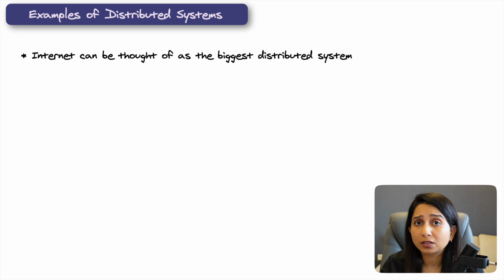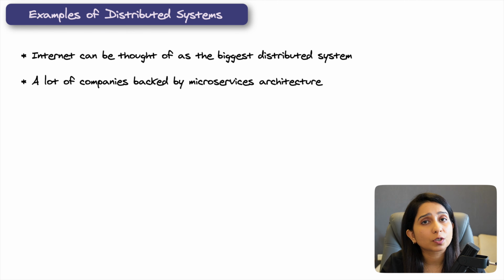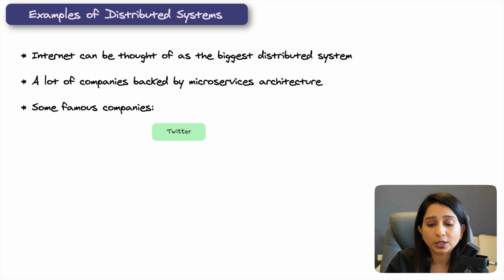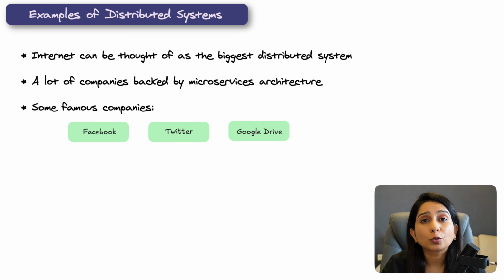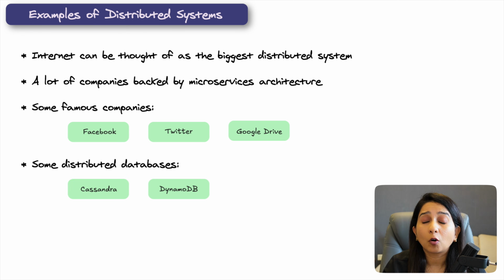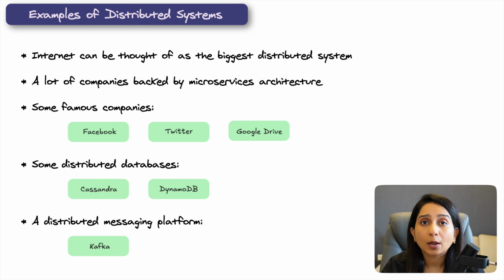If we are to take examples of distributed systems, the internet is the biggest distributed system, as you can see. A lot of companies use microservices architecture, which is also a distributed system. But if we are to talk about the biggest, most stable, famous distributed systems, it's companies like Twitter or Facebook or Google Drive, etc. If we are to talk about distributed databases, then you have examples like Amazon's DynamoDB or Cassandra, or Kafka for a messaging platform, which have this setup of multiple nodes deployed across different locations working together in order to fulfill user operations, without the user realizing how much work is going on behind the curtains. So this was a brief introduction to distributed systems.